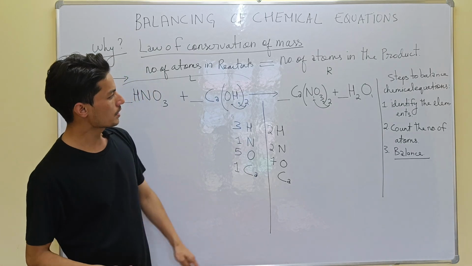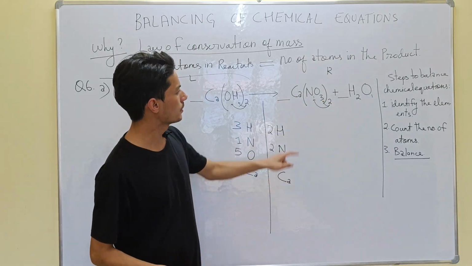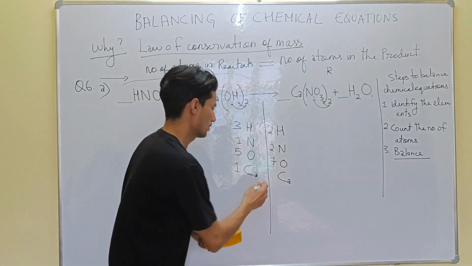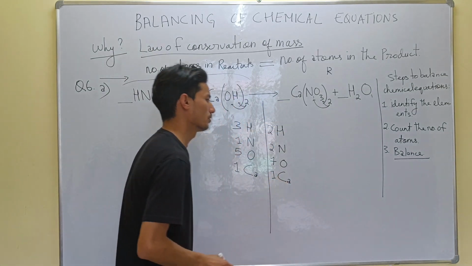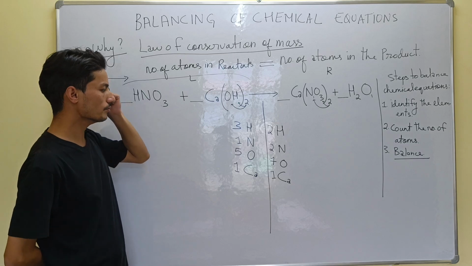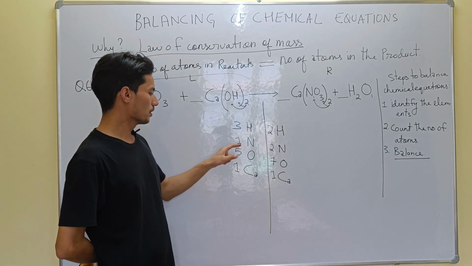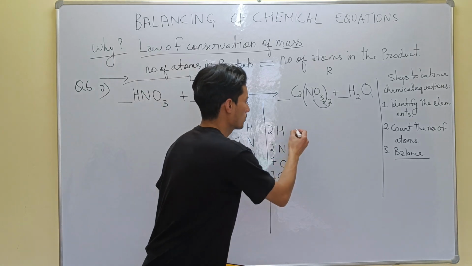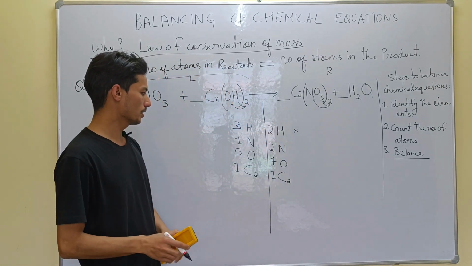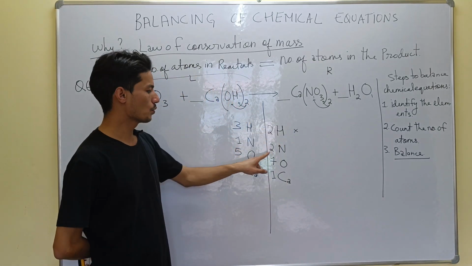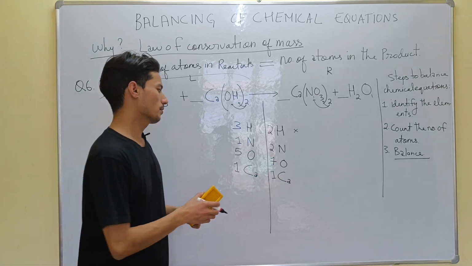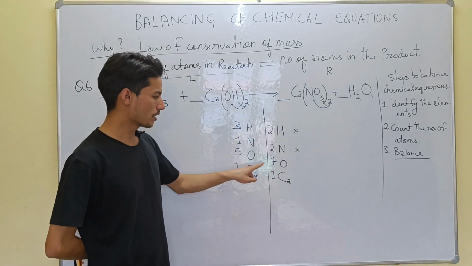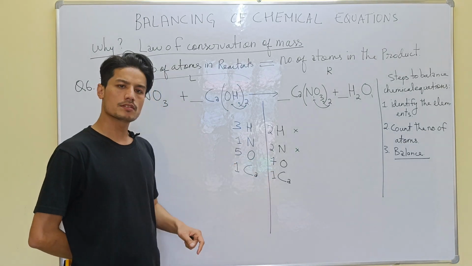Next, calcium. How many calcium do we see here? We have only 1 calcium here. No number here, that means 1. Now have a look at this. We have 3 hydrogen, we have 2 hydrogen. Are they balanced? No, they are not balanced. So put an X mark to remember later. We have 1 nitrogen here, we have 2 nitrogen here. Are they balanced? No. So even nitrogen is not balanced. We have 5 oxygen here, we have 7 oxygen here. Are they balanced? No.